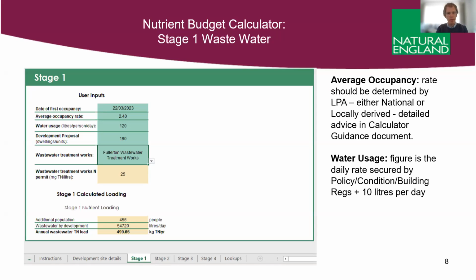The next one is the occupancy rate. Natural England have provided some guidance in the calculator guidance document around occupancy rates. It's for the local planning authority to determine what the most appropriate rate is, be that a nationally derived rate, such as the ONS 2.4, which is what the calculator defaults to, but that can be changed to a locally derived figure if there's sufficient evidence to justify using that. The one thing I would say is that Natural England's advice would be that whichever figure you go for, you use that consistently for every development rather than potentially chopping and changing between multiple figures, which is likely to increase the risk of legal challenge.